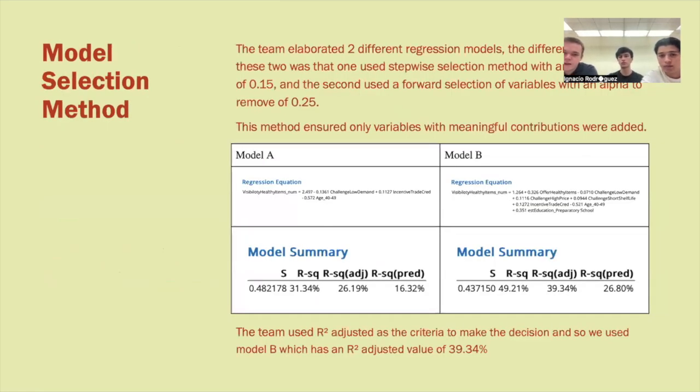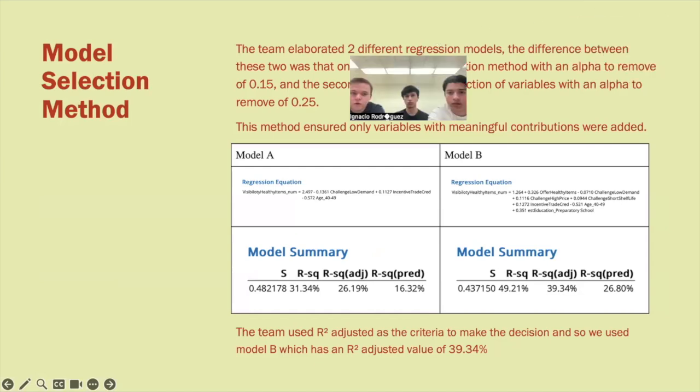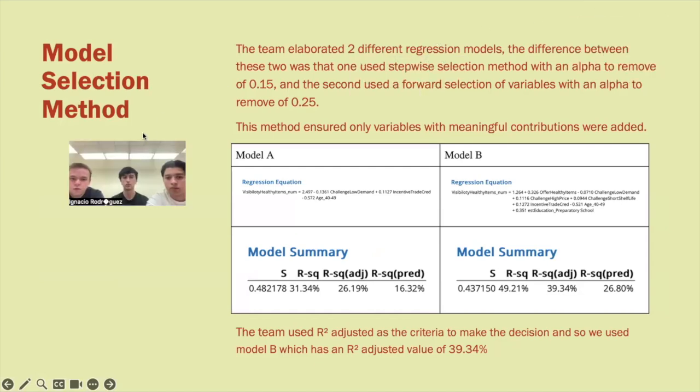For selecting the model, the team elaborated two different regression models. The difference between these two was that one used the stepwise selection method with an alpha to remove of 0.15, and the second used forward selection of variables with an alpha to enter of 0.25. This method ensured that only variables with meaningful contributions were added to the model. As you can see, we have both of the regression models right here, and we also have the model summary for both of them. The team used adjusted R squared as a criterion to make the decision, and so we used model B, which has an adjusted R squared value of 39.34%.